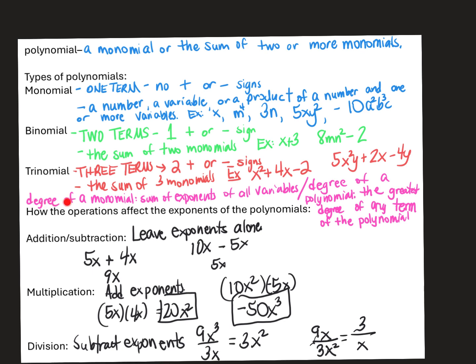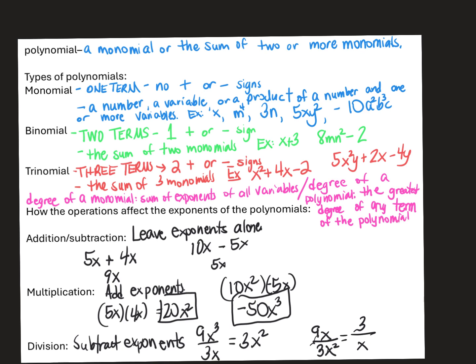I forgot to include degree of a monomial and degree of a polynomial, so if you'll try to squeeze those in. The degree of a monomial is the sum of the exponents of all the variables. The degree of a polynomial is the greatest degree of any term of the polynomial.